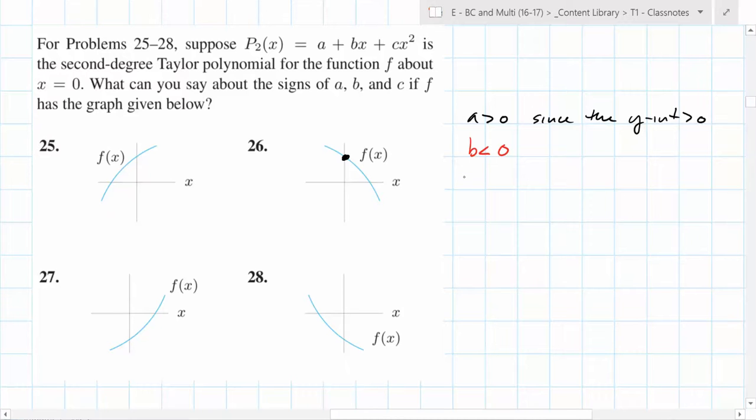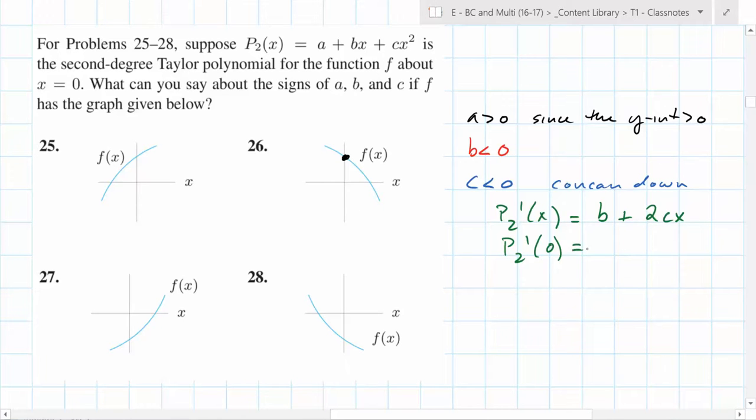What do you think C is? Why? Yeah. Okay, so here's the thing. You see that function right there? If that's the function, I'll do it in green because I haven't used that. What's the first derivative of P equal to? B plus... just do the derivative for me. 2cx, do you agree? So what is P prime at 0 equal to? Plug in 0 for x, it's B, right?